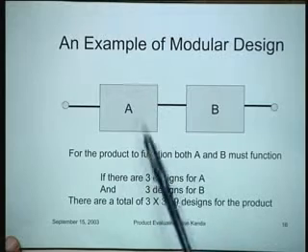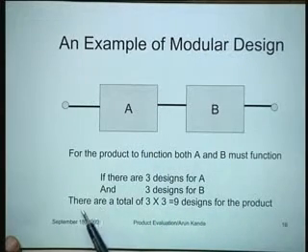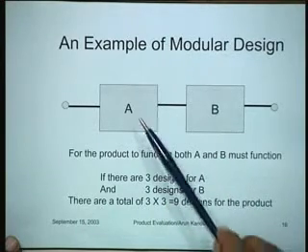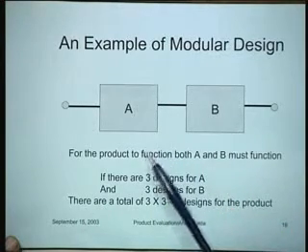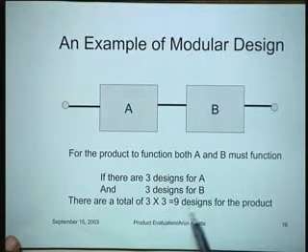So if there are 3 designs for A and 3 designs for B, what would happen? There is a total of 9 designs for the product. So just by taking a limited number of designs for one module and a certain number of designs for another module, you can generate a large number of product varieties. So this is how typically the Japanese cycle manufacturing companies operate.